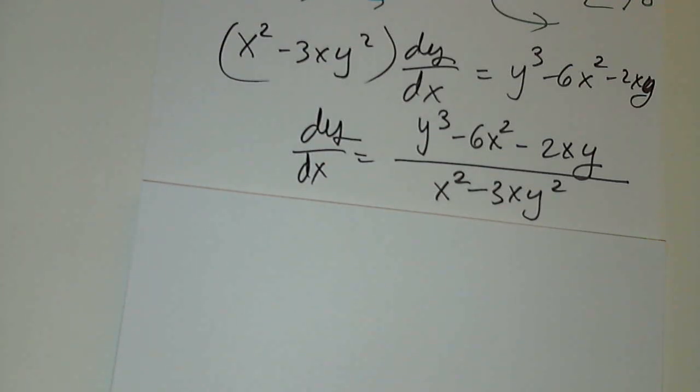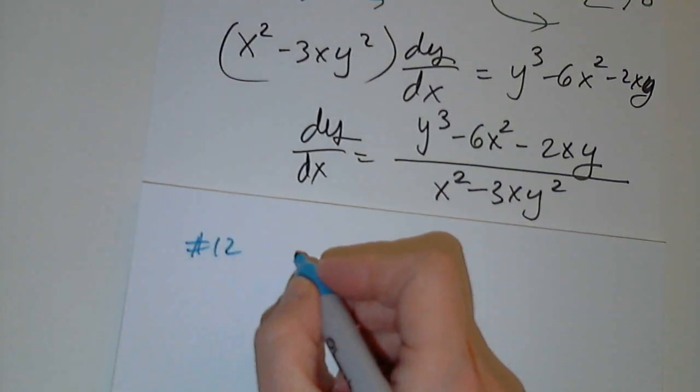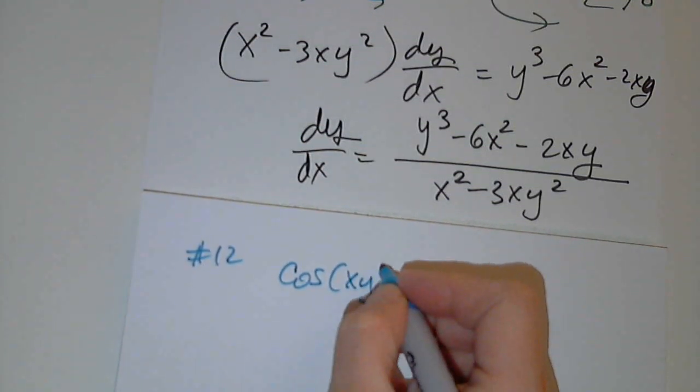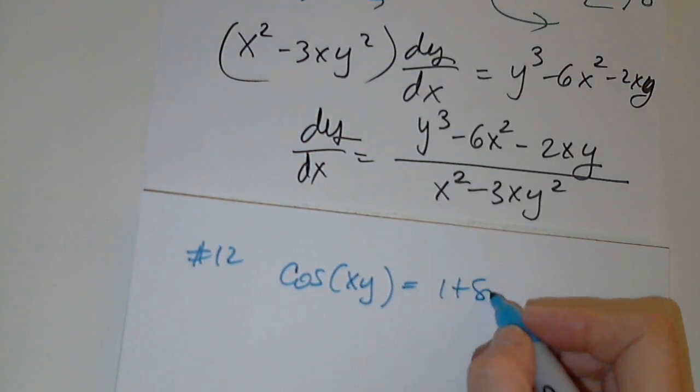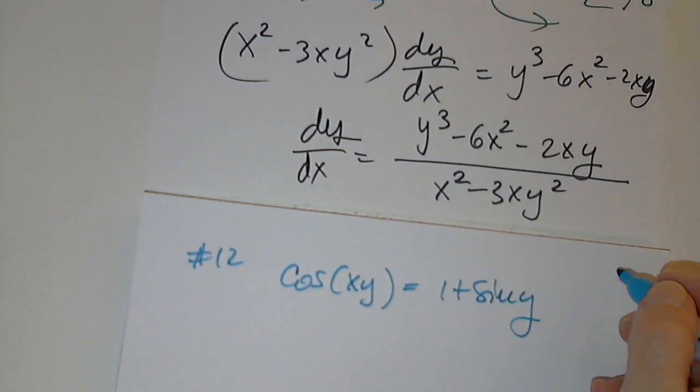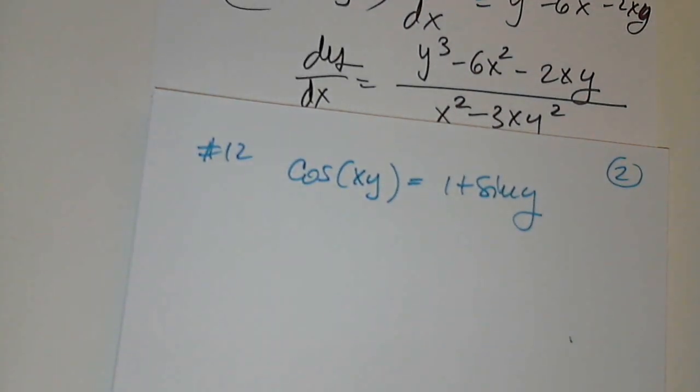Okay, the next one in line is number 12. Number 12. Cosine xy equals 1 plus sine y, and this is my page 2. A long time ago when I started doing this, I dropped them on the floor once, and I said, no, that's not going to happen again. It took me 5 minutes to put them back together. Now I'm sure that there's a number there.